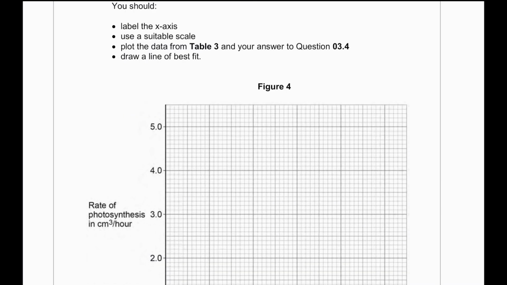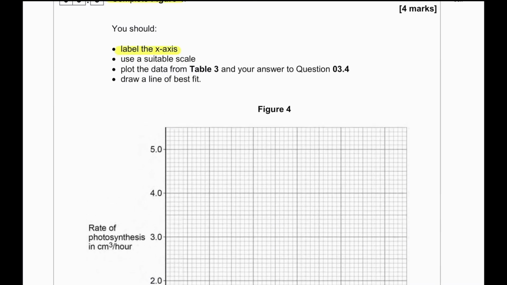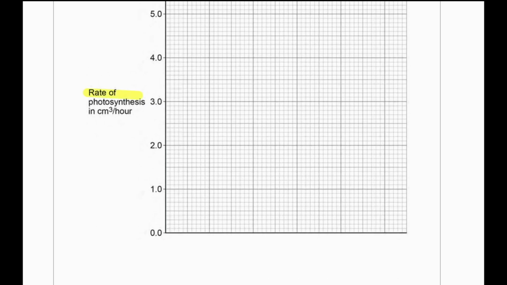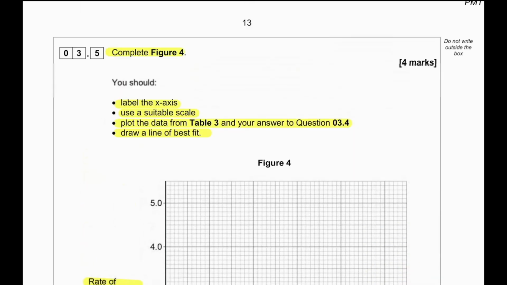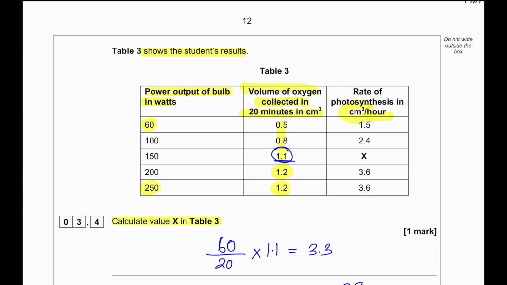Complete figure 4. You should label the x-axis, use suitable scale, and plot the data from table 3 and your answer to question number 3.4. Draw a line of best fit as well. So the rate of photosynthesis in cm cube per hour is given, and the x-axis is up to us. We have to do it. So first of all, we know that the x-axis is our independent variable. So x-axis will be power output of bulb in watts, and then we'll have to label up to 250.